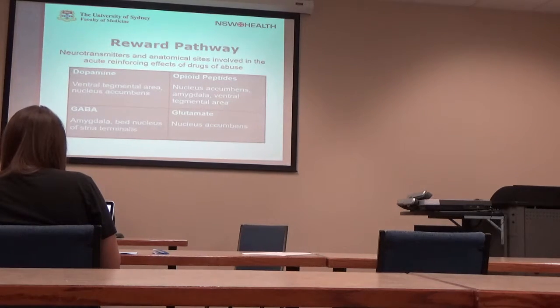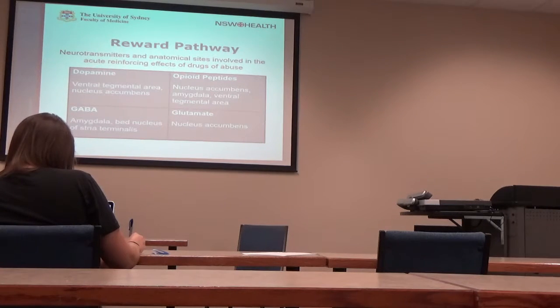Opioid peptides, we're getting some release from nucleus accumbens, but we're getting a lot of binding, amygdala, we're getting the ventral tegmental area involved. GABA versus glycine versus glutamate.